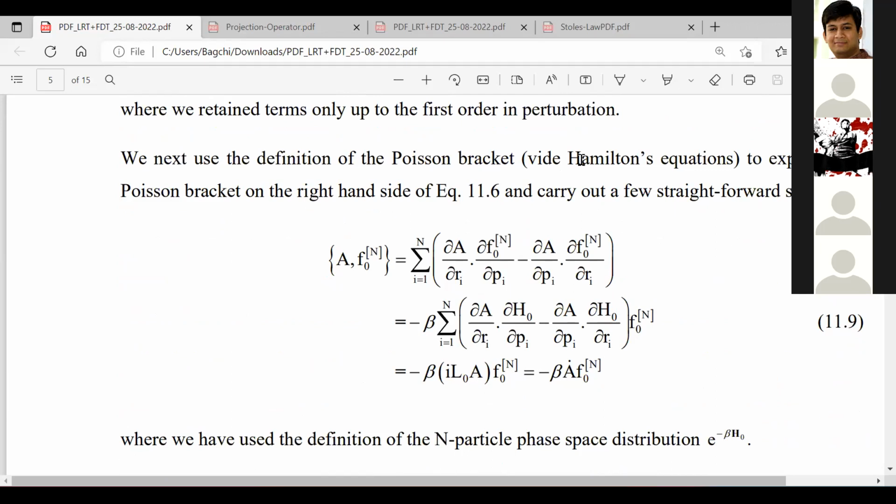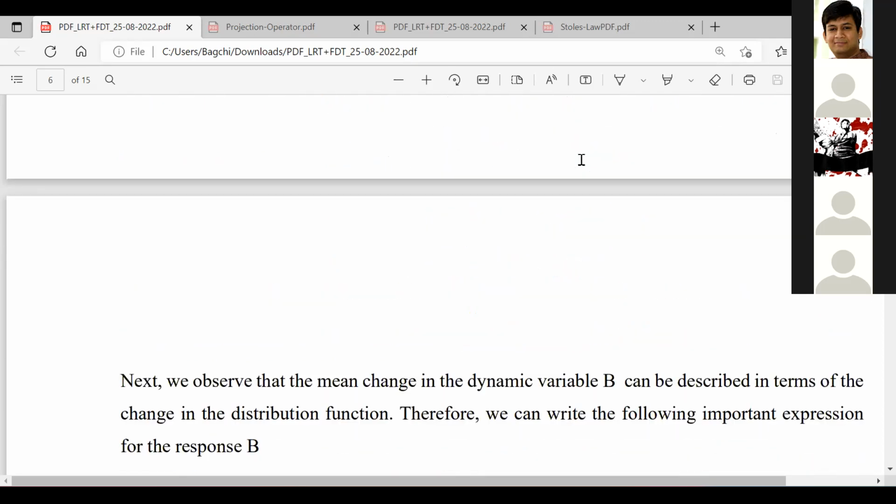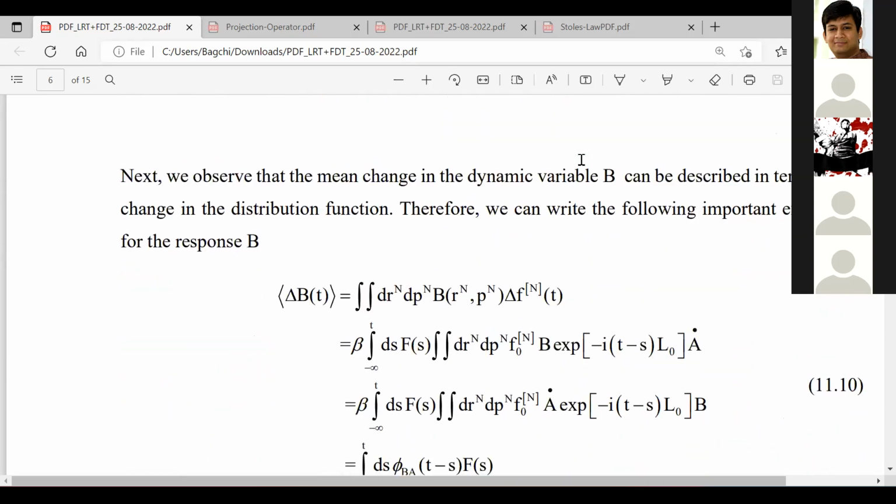You put F naught into e to the power minus beta H, take the derivative, dH naught dp_i comes out. You get e to the power minus beta H, that's nothing but F naught n. So you take it out on the right side and you get these things. And this thing is nothing but A dot. What is in the Poisson bracket is the definition of A dot according to Hamilton's equation. Okay, so I'm placed pretty smoothly.